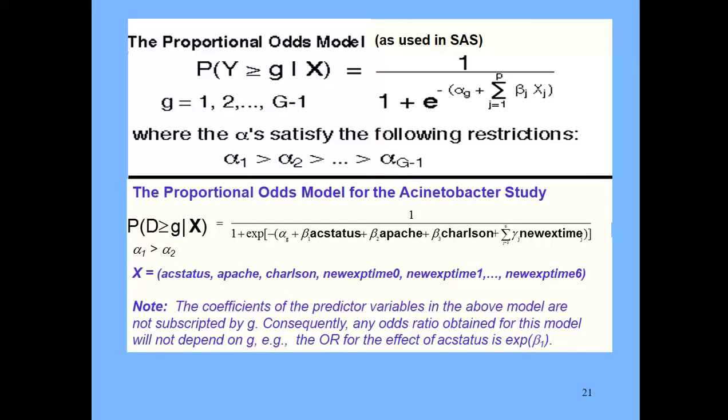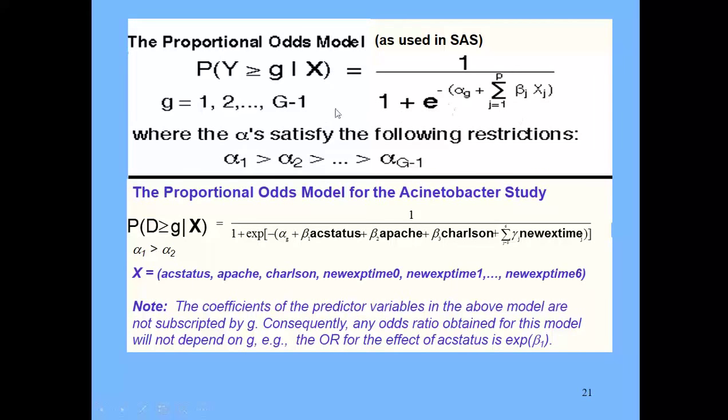At the top of the slide, I've got the model, the general form. This is the general form of the proportional odds model. It's not 1 over 1 plus e to the minus. It doesn't have just one variable. It allows for several predictors in the model, and the predictors could even be product terms, even more general than that. But that's the form of the model.